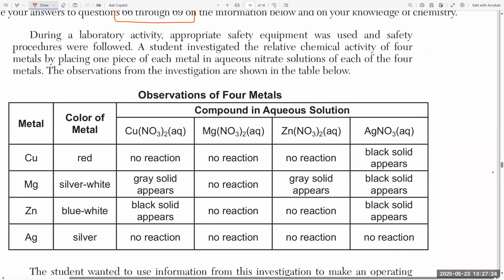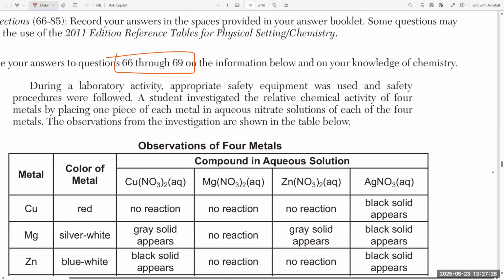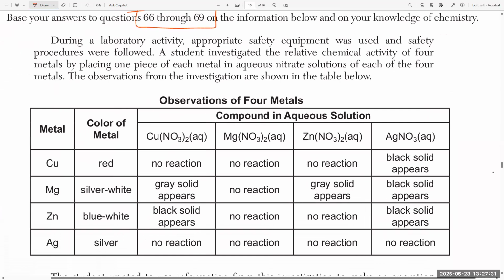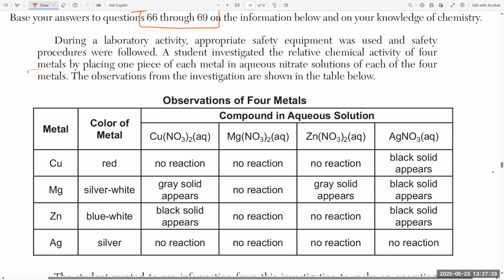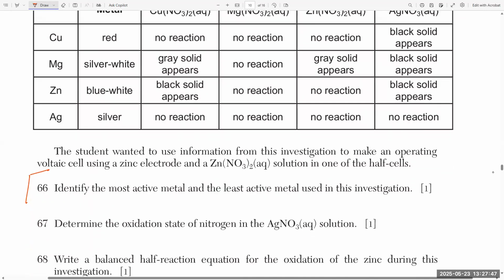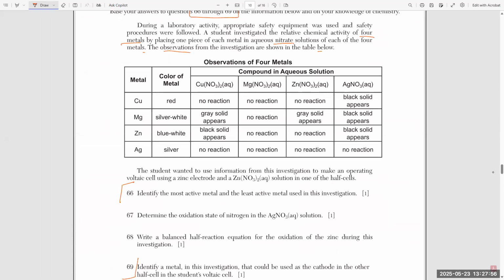All right. So during laboratory activity, appropriate safety equipment was used and safety procedures were followed. A student investigated the relative chemical activity of four metals, right? By placing one piece of each in an aqueous nitrate solution of each of the four metals. The observations from the investigation are shown below. Okay, let's keep going. The student wanted to use information from the investigation to make an operating voltaic cell using, oh, look, it's electrochemistry, right? So what do we know about this, right? It's our jam, right?